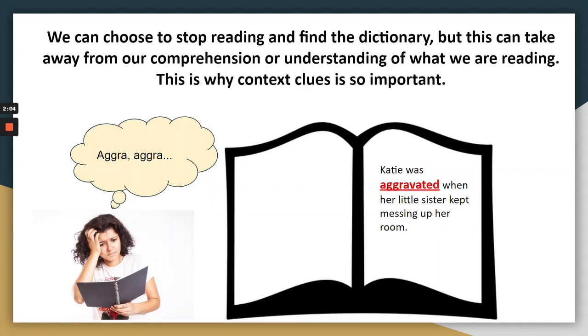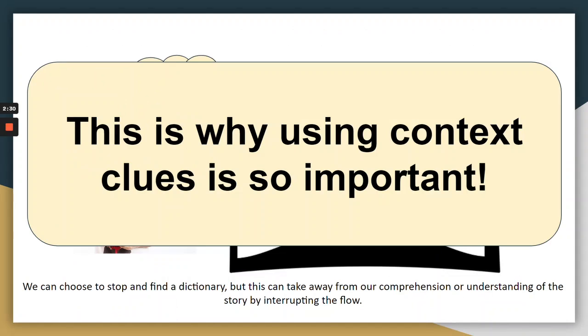It takes away our comprehension and our understanding because when we go back to reading after we figured out how the word is pronounced or its definition, we lose track of what we were reading. We lose the flow of the reading. Okay, we're going to look at context clues because if we understand context clues, we can avoid this common mistake. Context clues are very important.